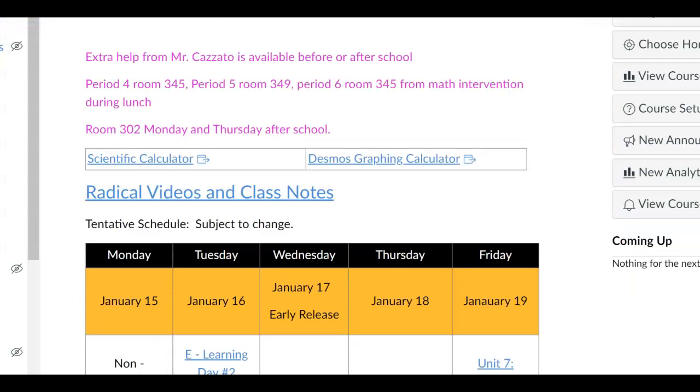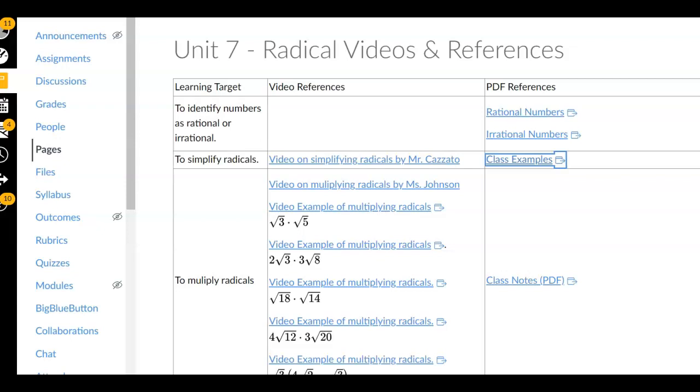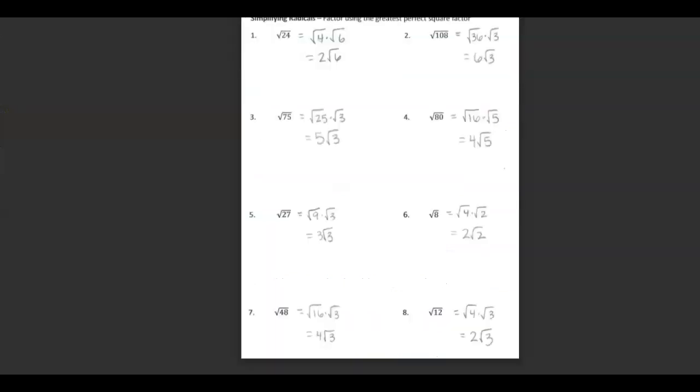So if you click radical videos and class notes, the second learning target has a video and some class examples. I'm going to click the class examples to refresh our mind. So if you look at the problems on the screen, we broke down radicals into perfect squares. And now we're going to go back to the worksheet and try some of the problems.